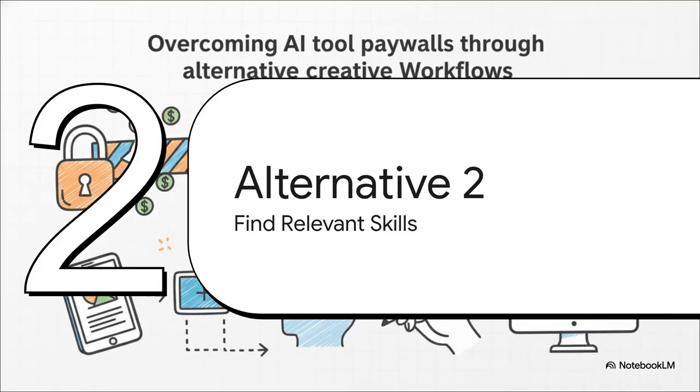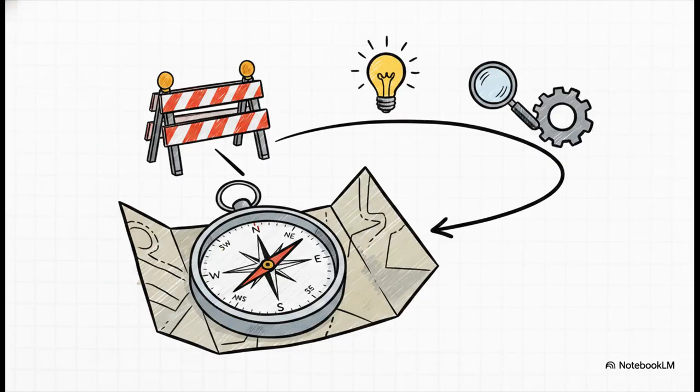Moving on to alternative 2, finding relevant skills. Now this is where the system takes a really resourceful angle. It basically offers to go out and search for specific video creation skills that might unlock alternative workflows for you.